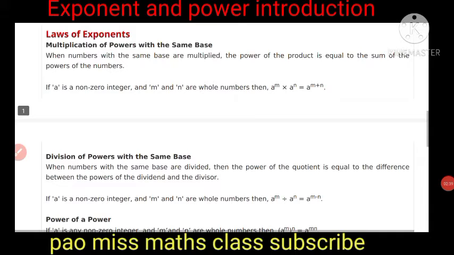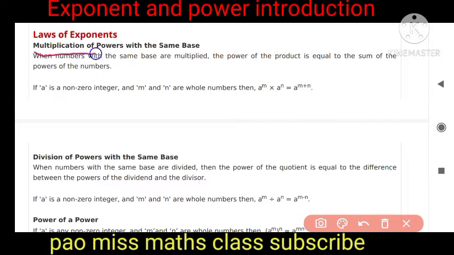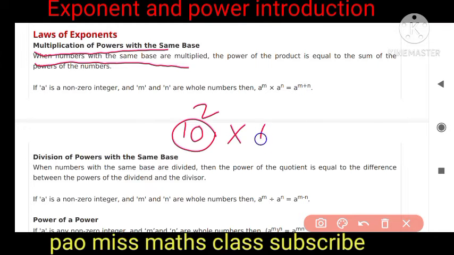The first law of exponent is multiplication of powers with the same base. The base will be the same, and they are getting multiplied. When numbers with the same base are multiplied, for example 10 to the power 2, 10 is the base. Now the bases are same, and the exponent can be any value, 2, 3, 4, anything, but their base should be same.